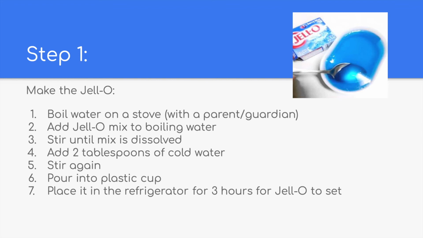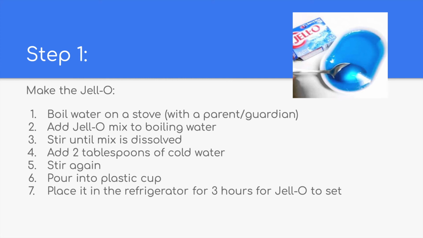Step 2, add jello mix to boiling water, and the mix is inside of the box of jello. Then you stir until the mix is dissolved or you don't see it any longer. Then you add 2 tablespoons of cold water. You keep stirring. Pour into the plastic cup because at this point our water and our jello mix is cooled off. And then you place it in the refrigerator for 3 hours for the jello to set.